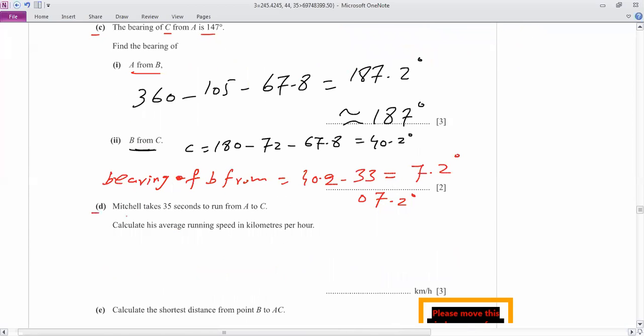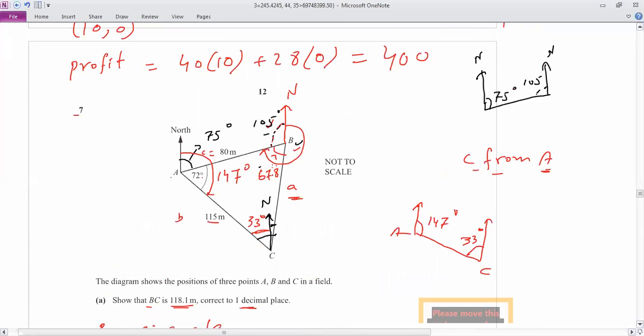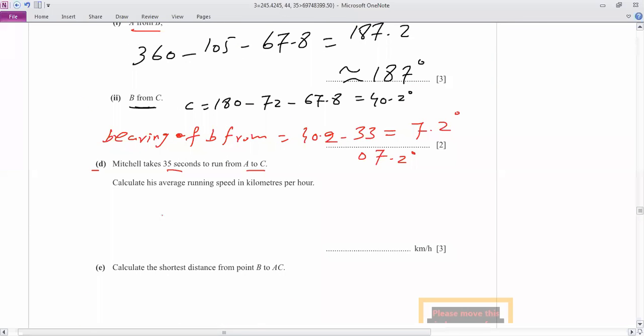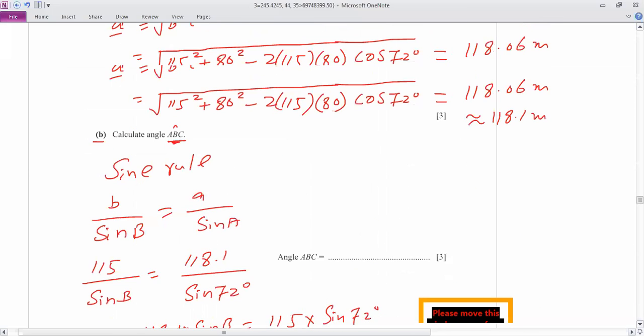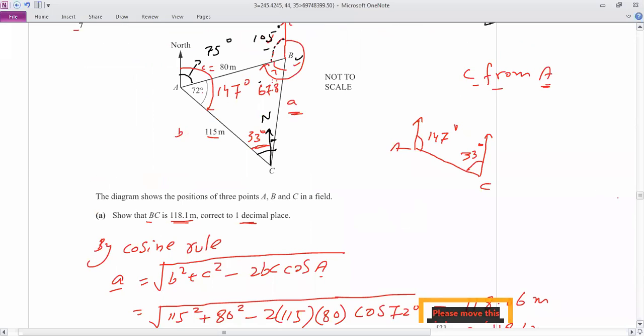Then part D: Michelle takes 35 seconds to run from A to C. Okay, the time taken to run from A to C is 35 seconds. Calculate her average running speed in kilometers per hour. Now, what is the distance from A to C, first of all? The distance is 115 meters. You can see it is 115 meters.